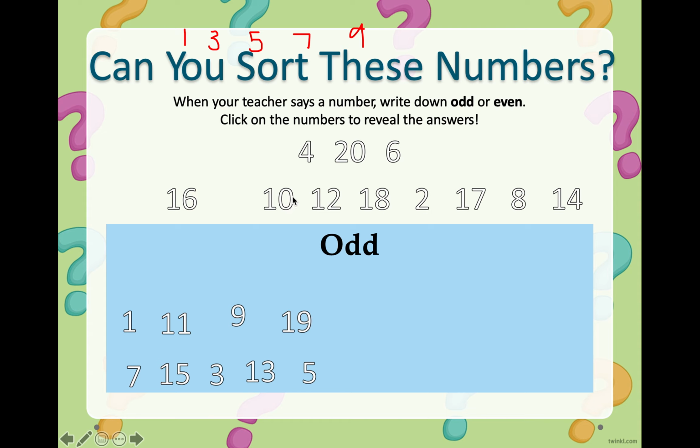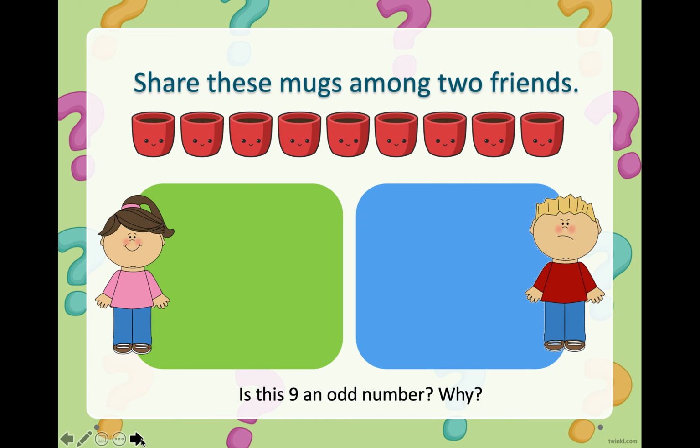10. No, 10 ends with a 0. And 0 is not here, so we cannot put 10. 12 ends with a 2, and 2 is not here, so we cannot put 12. 18 ends with an 8, and 8 is not here, so we cannot put 18. 2. No, 2 is not there. 17 ends with a 7, so we can say 17 is an odd number. And 8. 8 is not there. 14 ends with a 4 and 4 is not there, so we cannot say that 14 is an odd number. So there you have it. You have selected all the odd numbers.